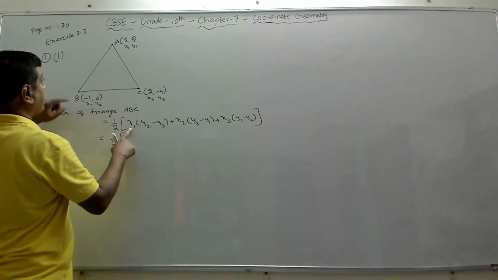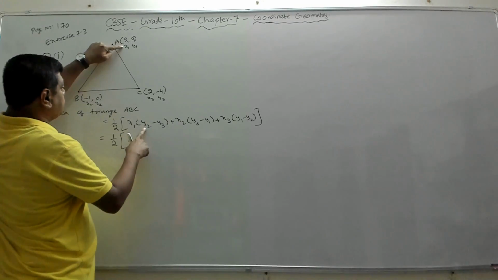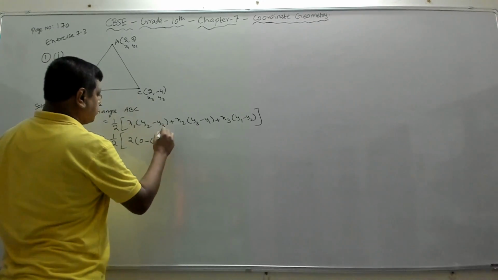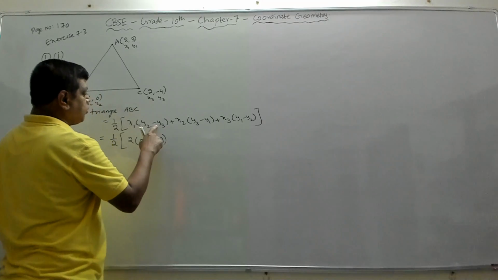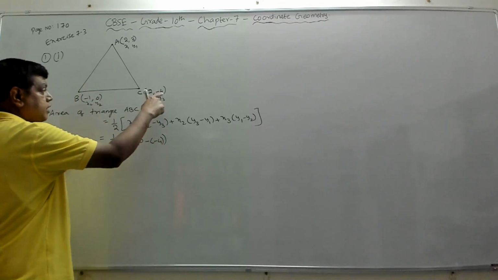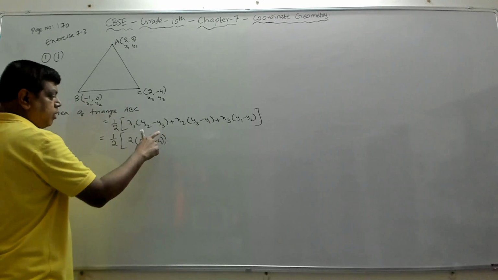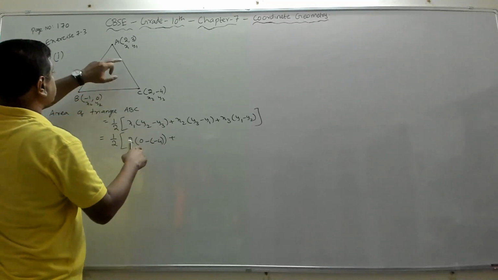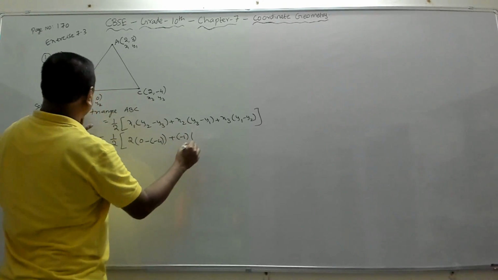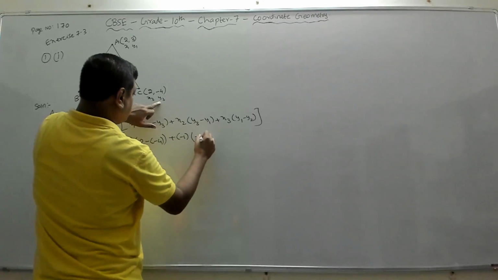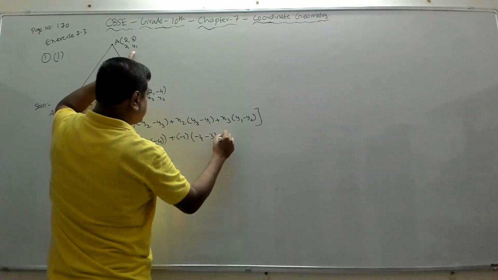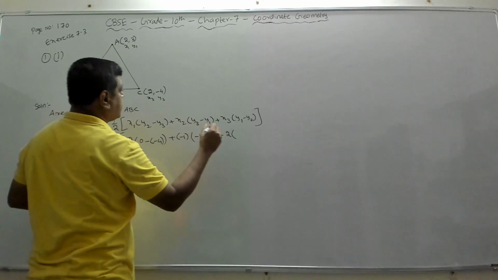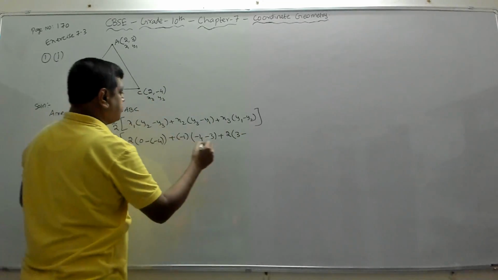Half of x1 is 2 into y2 is 0 minus y1 is minus 4. So minus of minus 4. You have to be careful, double minus. If there is a minus in the formula, then y3 itself is minus 4, so you have to put it in the bracket. Plus x2, x2 is minus 1, into y3 is minus 4 minus y1 is 3, plus x3 is 2 into y1 is 3 minus y2 is 0.